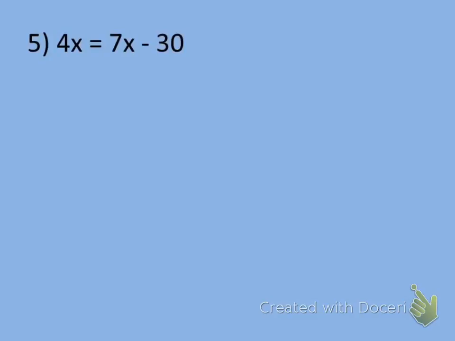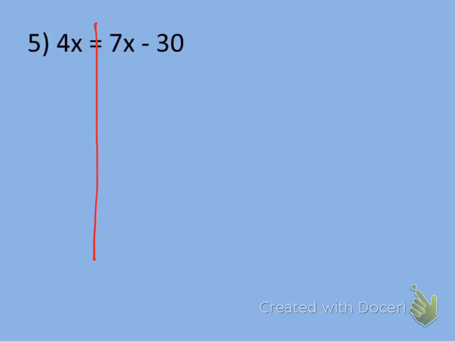No parentheses. So what do you think I should do? They're on different sides of the equal sign. You guys are on the right track. You want to get the 4 and the 7 together, right? So which one do you want to move?